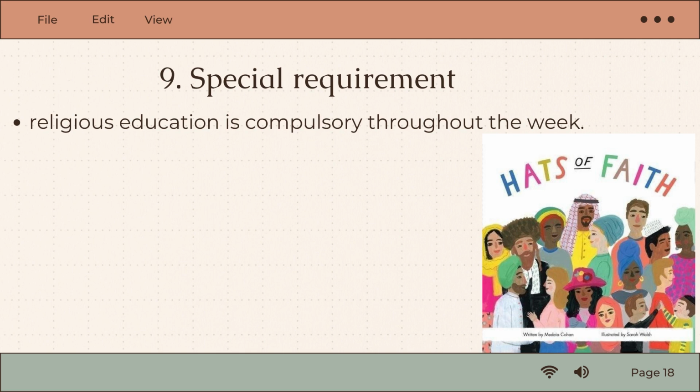So the ninth principle of timetabling is special requirement. Religious education is compulsory throughout the week. So special requirement kay ang part diri is kanang mga religious activities or religious subject. So kani siya, it is compulsory. Since the times for this can be taken outside the time officially allocated. So to cater this special requirement, especially this religious nga mga subject, schools can either start early or finish late every day.